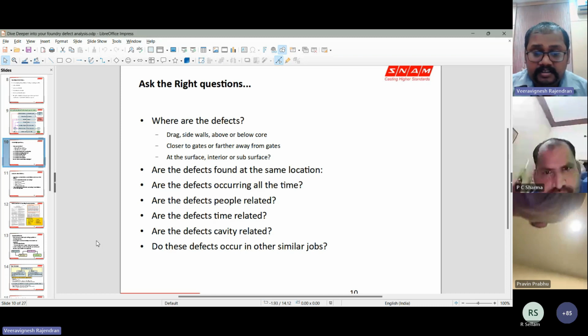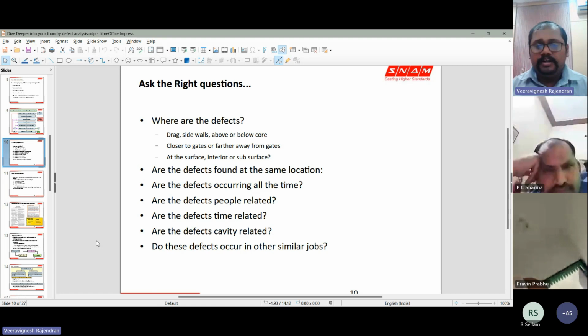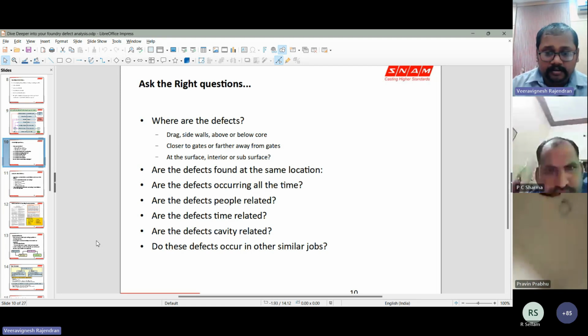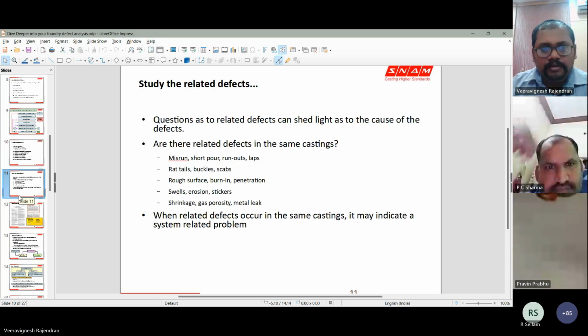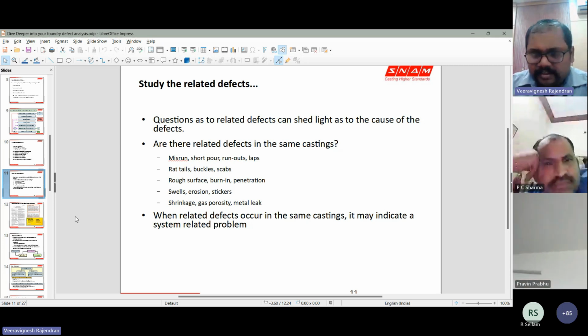So do these occur in similar jobs? So this is horizontal deployment and horizontal checking. So you want to check whether such kind of defects have occurred in another kind of castings or similar kind of jobs also. So you study related to the defect. So you start asking questions related to the defect.